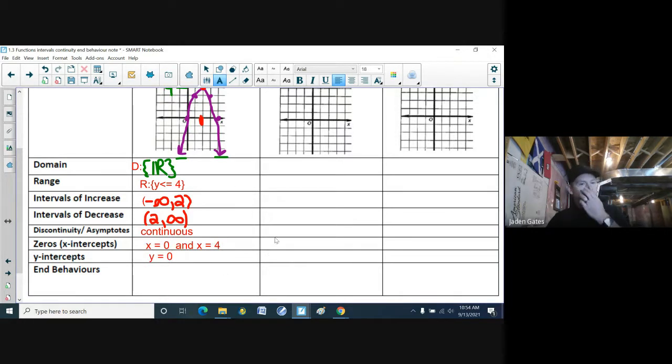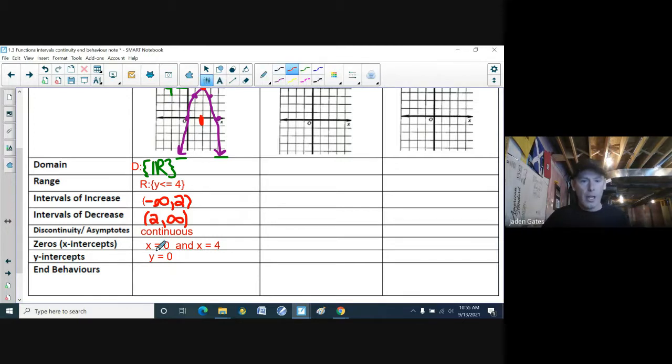All right, now here's another tricky spot: end behaviors. Again, this is a perspective thing, and this is where people get confused with intervals of increase and decrease. For intervals of increase and decrease, we're reading the graph from left to right. But for end behaviors, it's like we stand at the origin. We look far to the left. We look far to the right. We want to know what's going on.